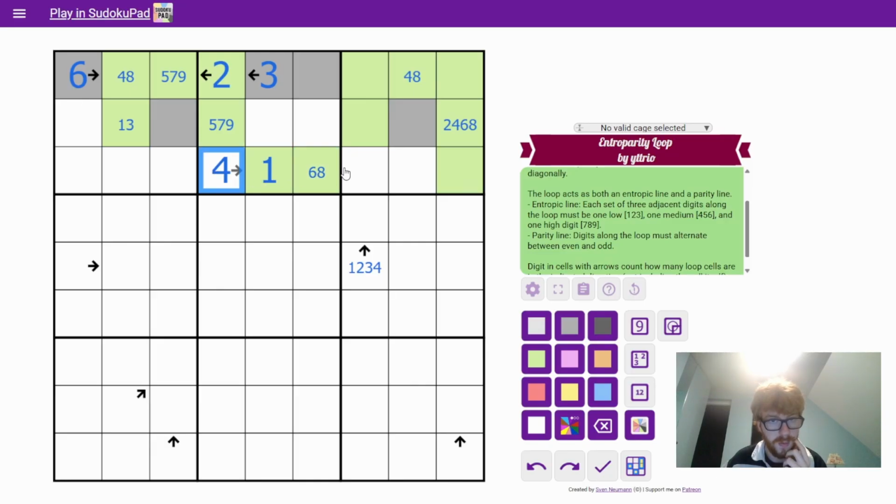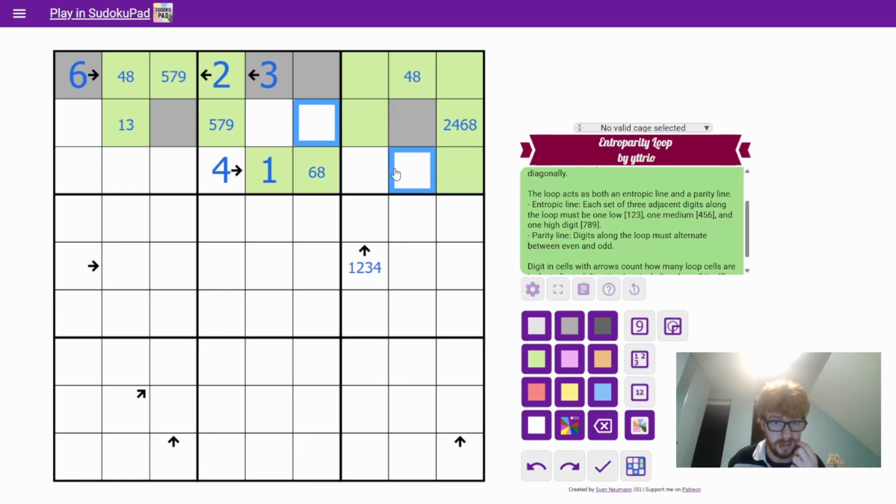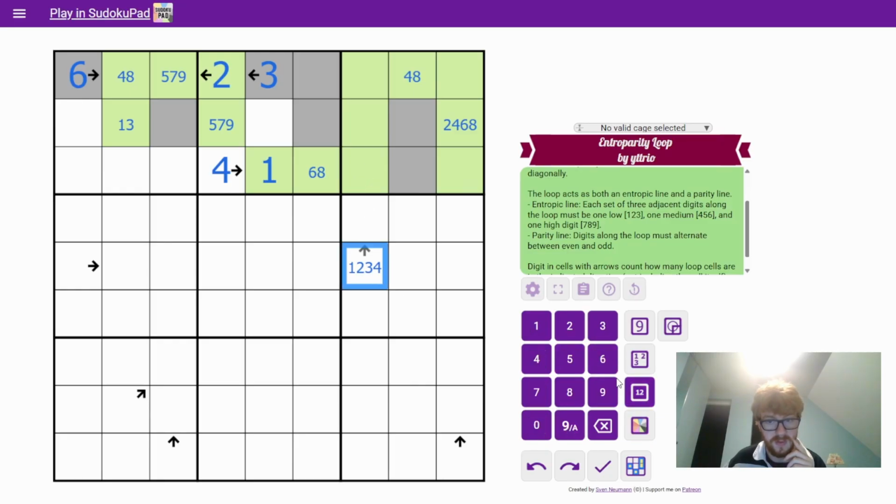We need 4 of them. So it couldn't be that one at this point, because then that would be loop, and then they would diagonally touch. So this is not loop, that is loop. That seems fine so far. So this is now not 1 or 2, it's 3 or 4.